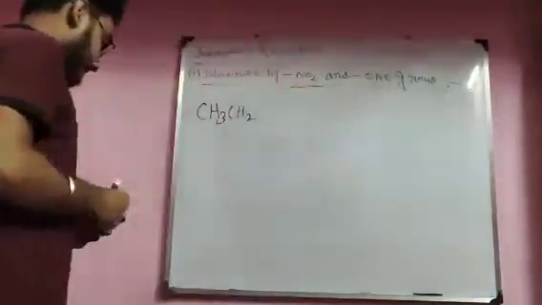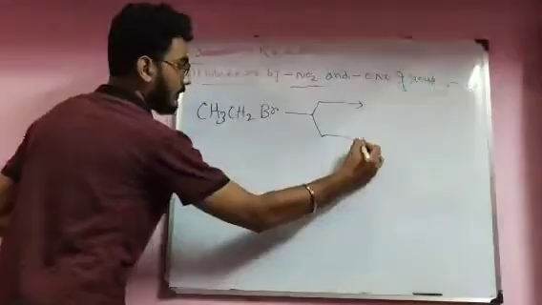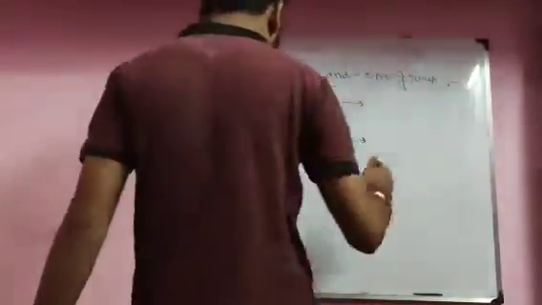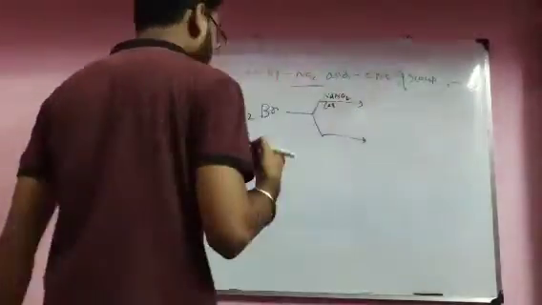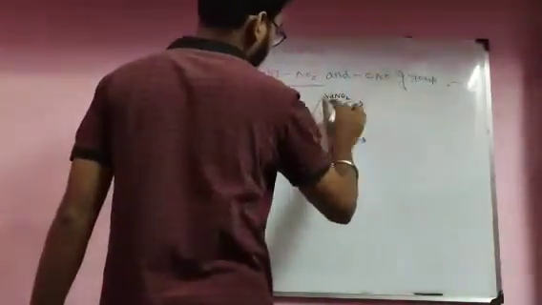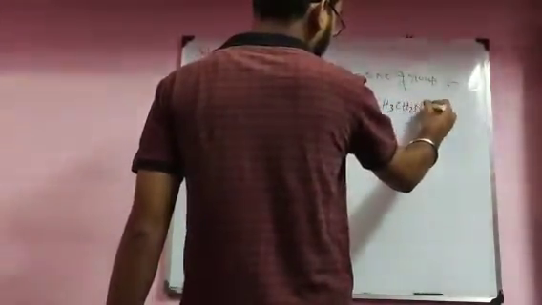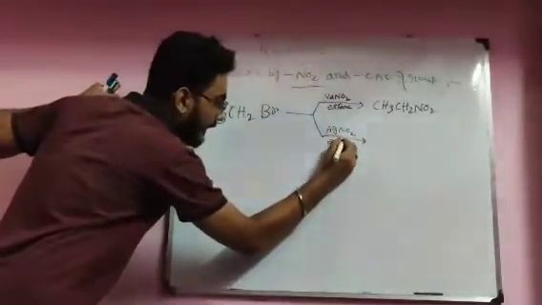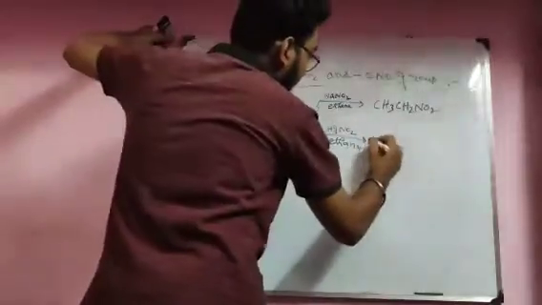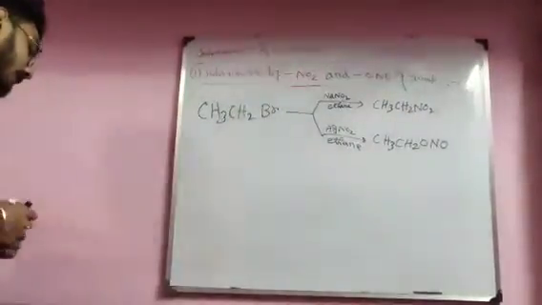Okay. CH3CH2Br, if we give NaNO2 and ethanol, then the product will be CH3CH2NO2, and if we give AgNO2 and ethanol, then the product will be CH3CH2ONO. Okay, this is substitution by NO2 and ONO group.